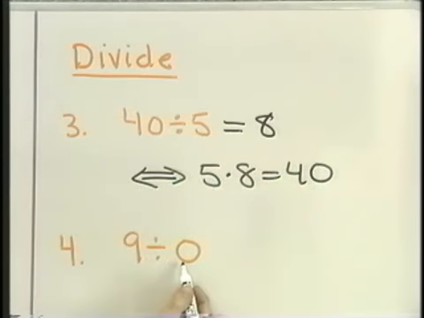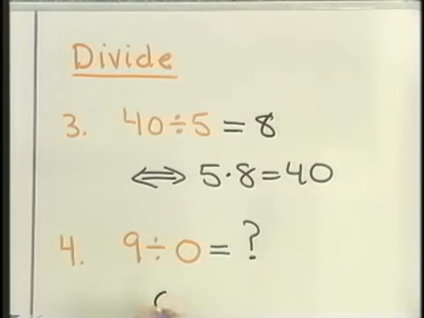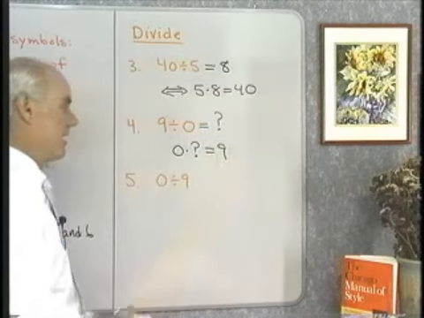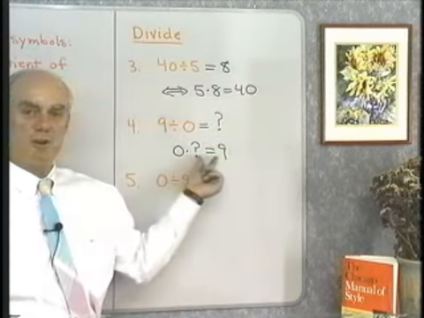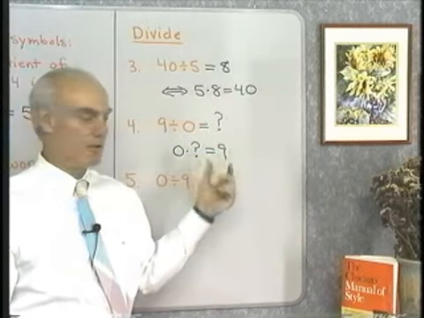9 divided by 0 is, well, question mark. Whatever it is such that 0 times it will give me 9. But is there any number I can multiply times 0 and get 9? The answer is no, there isn't. There is no number to multiply by 0 to get 9.